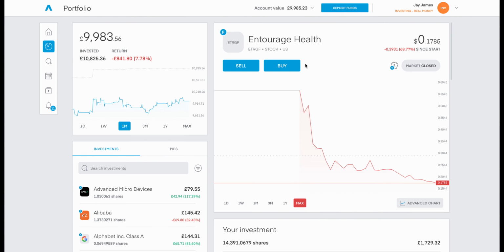400 shares of Entourage Health at the time of recording is a total of £68. And so when it comes to the likes of penny stock trading, should this stock increase by 100%? Realistically, what is the point in trading in the underlying stock if you can only buy £68 worth?